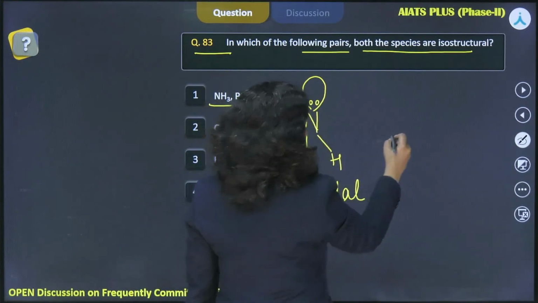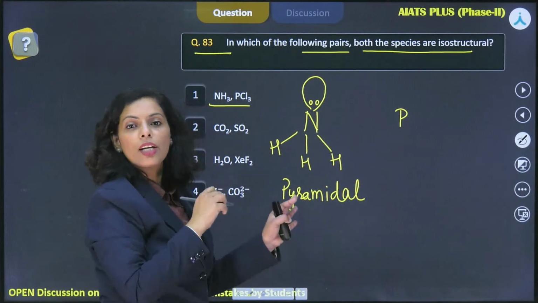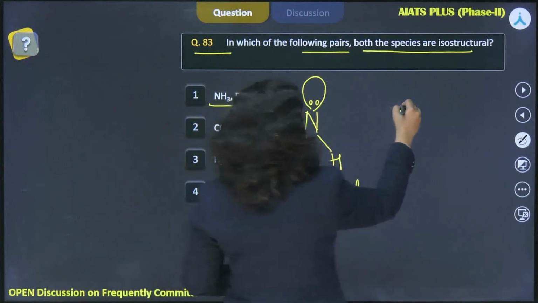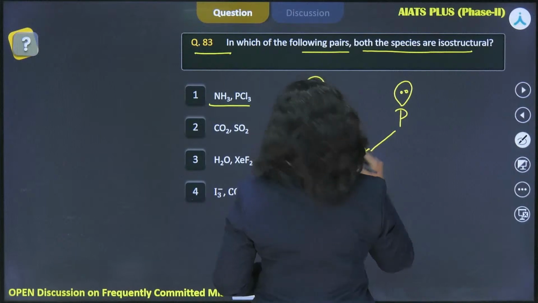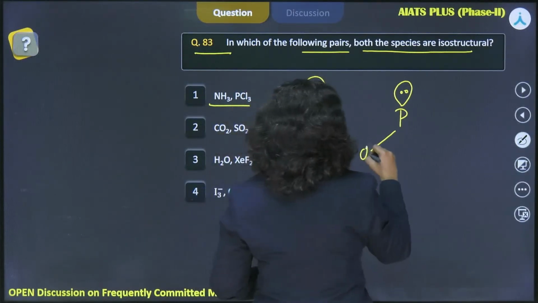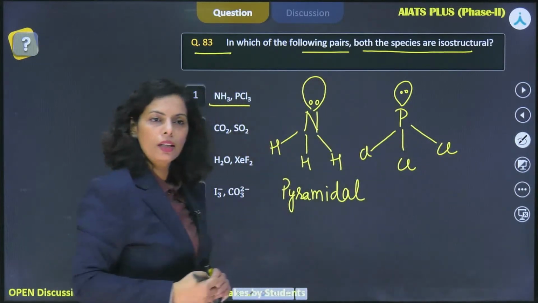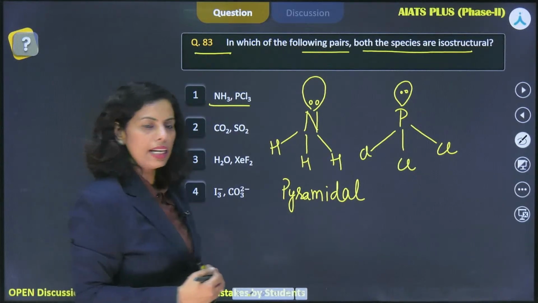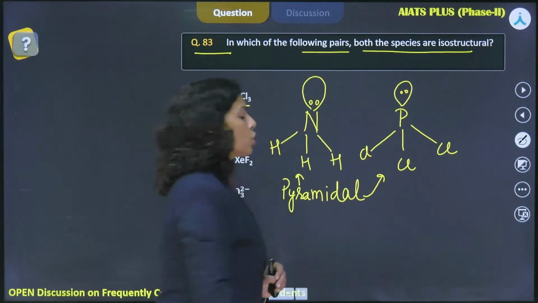Now what about PCl3? Phosphorus is also an element from group 15, the same nitrogen family, and it also has a lone pair in the p orbital, and in PCl3, 3 chlorine atoms are bonded with it. What's the shape now? Isn't it similar? Trigonal pyramidal it is, right? So I can simply write that this is also pyramidal. Both of these are pyramidal in shape.